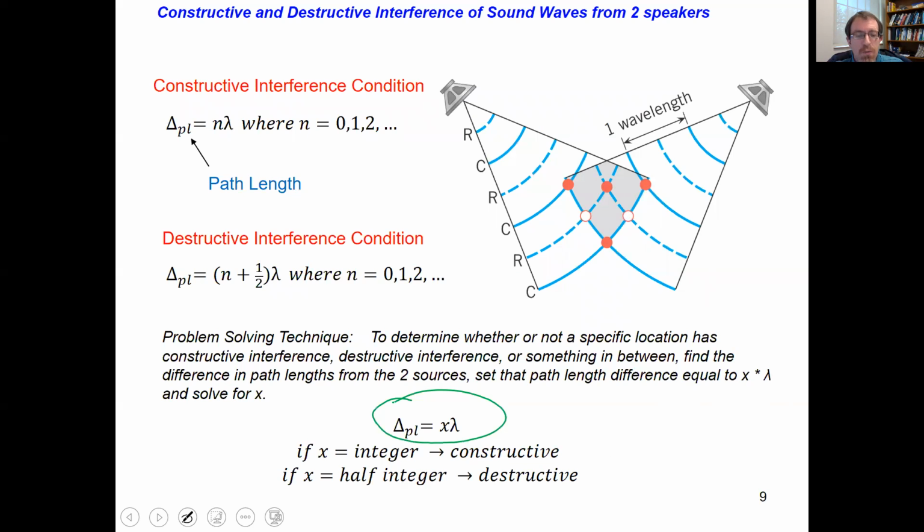It's only these very specific spots where we have purely constructive or purely destructive interference. So we figure out the distance from our two sources. We take the difference in those distances. If we know the wavelength of the sound, we can figure out what X is. And then if X is an integer, we've got constructive interference. If X is a half integer, something like 1/2, 3/2, 5/2, that would be 0.5, 1.5, 2.5, 3.5, then we would have destructive interference.